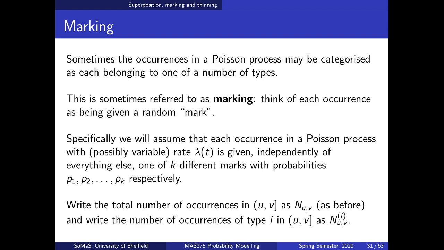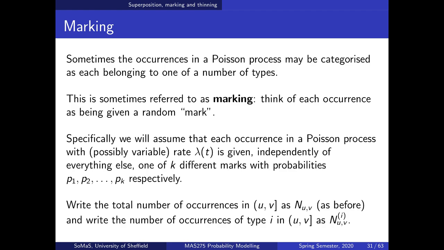Or, volcano eruptions, you can mark them by the amount of lava which comes out. If there's more lava than an arbitrary amount, which I'm not going to say, then you would say it's mark 1. If there's less lava than that, you would say it's mark 2. And this happens independently for each eruption. Okay, there'll be more about that soon anyway.